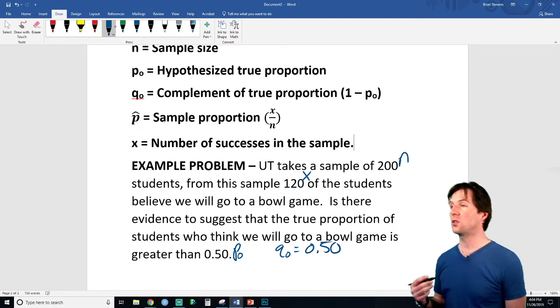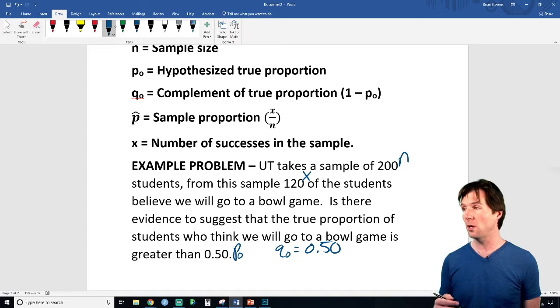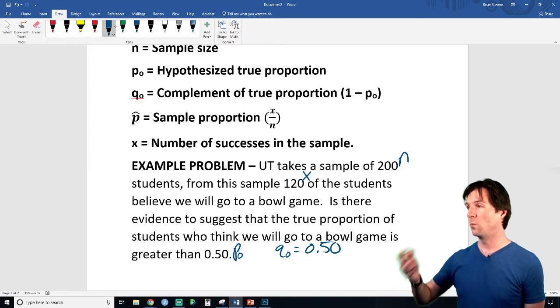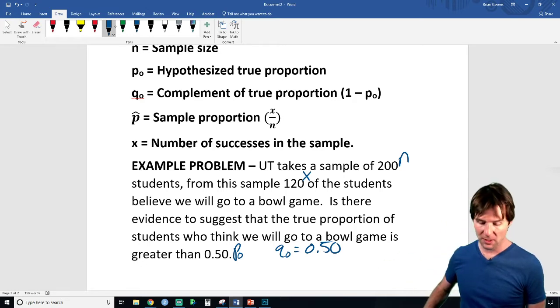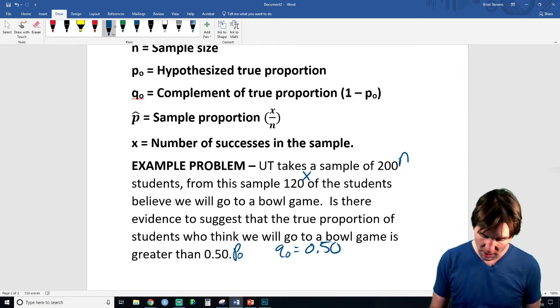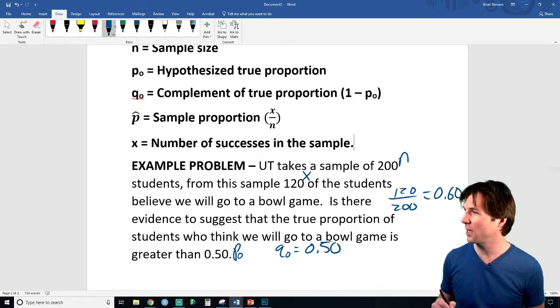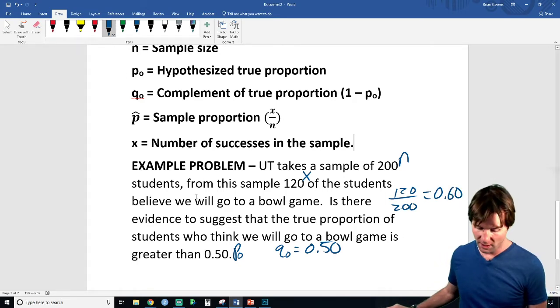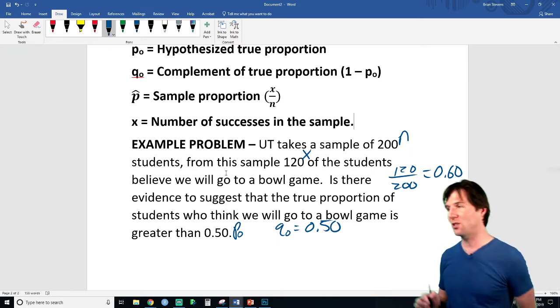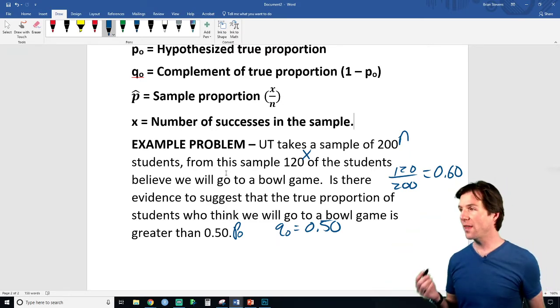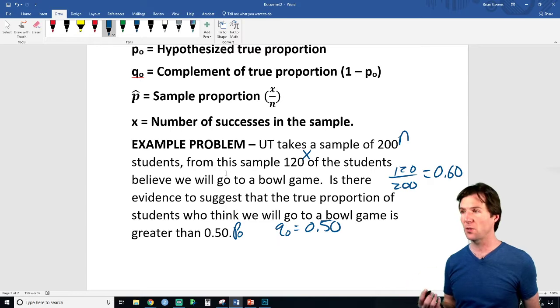P naught and q naught are just complements of each other, so when we know p naught, we know q naught by subtracting p naught from 1. If it's 0.5, q naught is 0.5. And I think that does everything except for p hat. P hat would be 120 over 200, so p hat is 0.60. Is that blocking me? Oh, it's right in the way of my head. So that is where we are at. All I did was take x over n. X was 120. Nice job, Morgan, in the chat. Great job. So yes, we've identified everything for this problem.